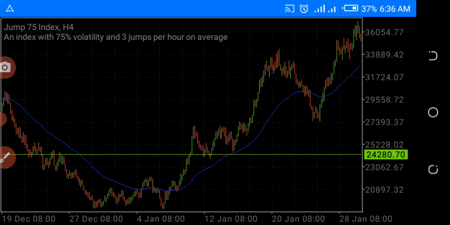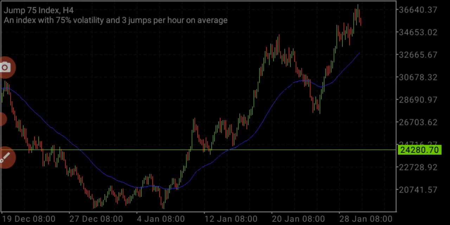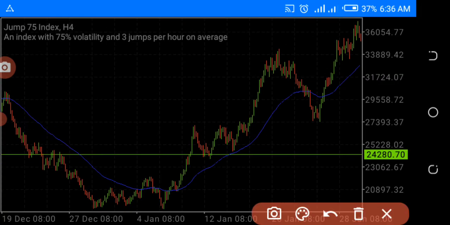But firstly, I will explain what I meant by a ranging market. This is a ranging market. A ranging market is a market that is giving us no direction, while a trending market is either moving up, a bullish market, or moving down, which is a bearish market also.